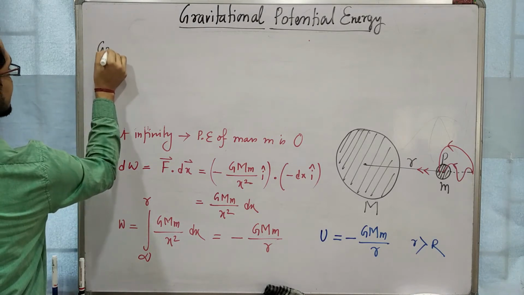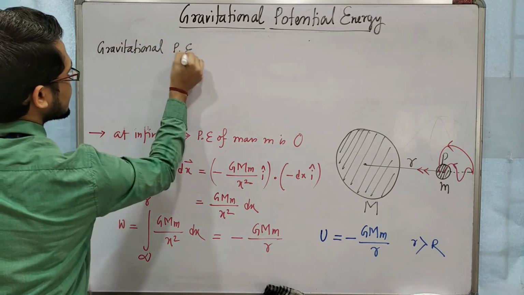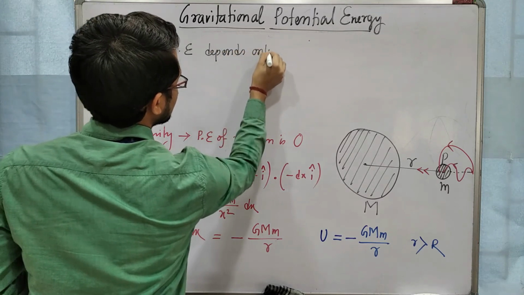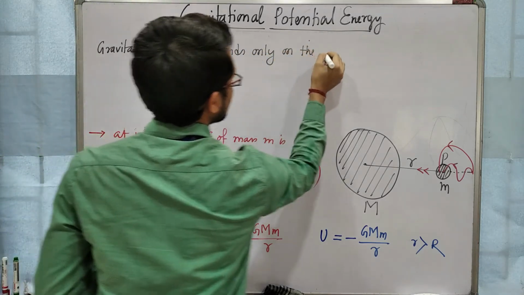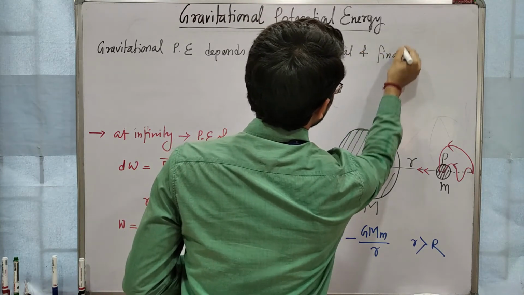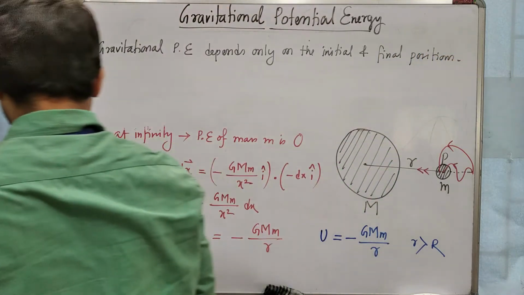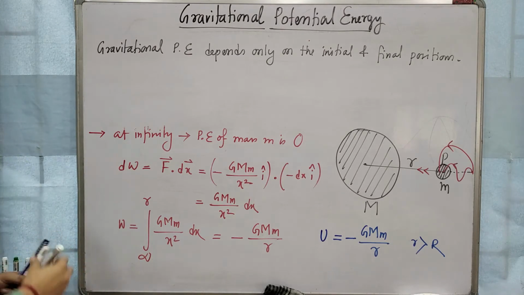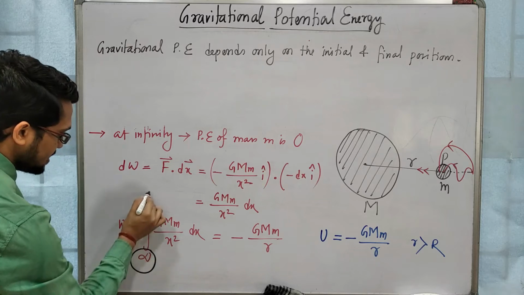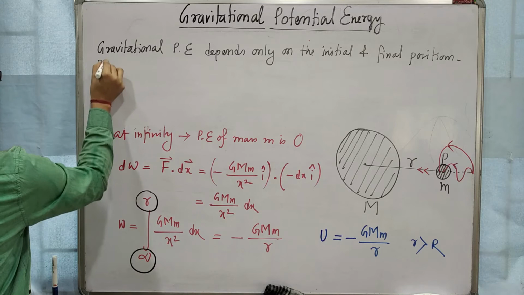Gravitational potential energy depends only on the initial and final positions. Gravitational potential energy is depending only on the initial and final position. Initial was infinity and final is r. It is not depending on the path. It is independent of the path.